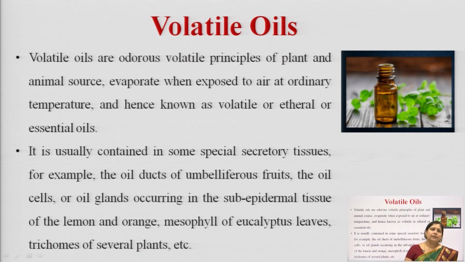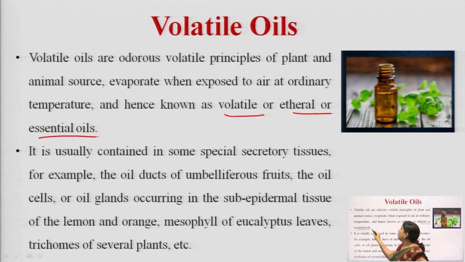So, what are these volatile oils? Volatile oils are the odorous principles of plant and animal source, and they evaporate when exposed to the air at ordinary temperature. They are hence known as volatile or ethereal or essential oils.